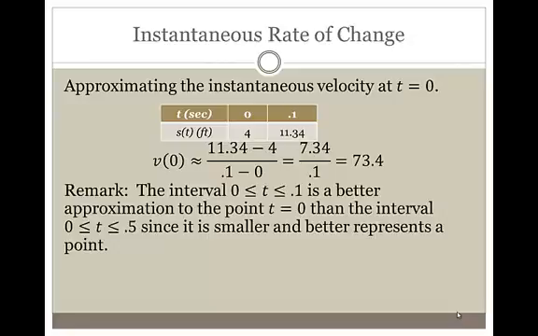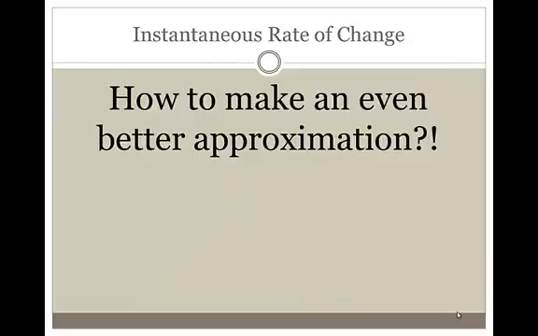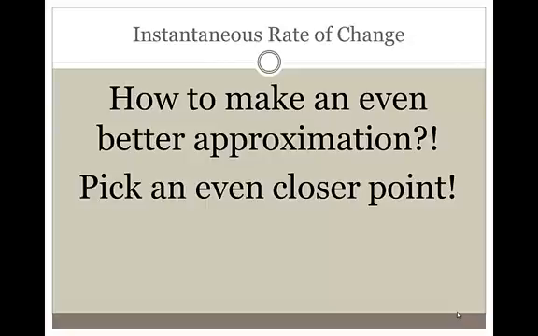Again, the interval t equals 0 to t equals 0.1 is a better approximation to the point t equals 0 than the interval from 0 to 0.5, since it is smaller and again better represents a single point. So our new approximation v of 0 is roughly 73.4 is a more accurate approximation than our earlier approximation of v of 0 is roughly 67. So how do we make an even better approximation? We have to pick an even closer point.